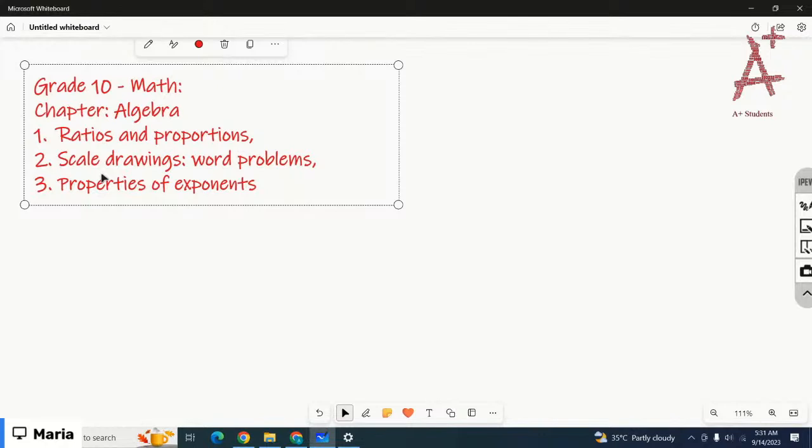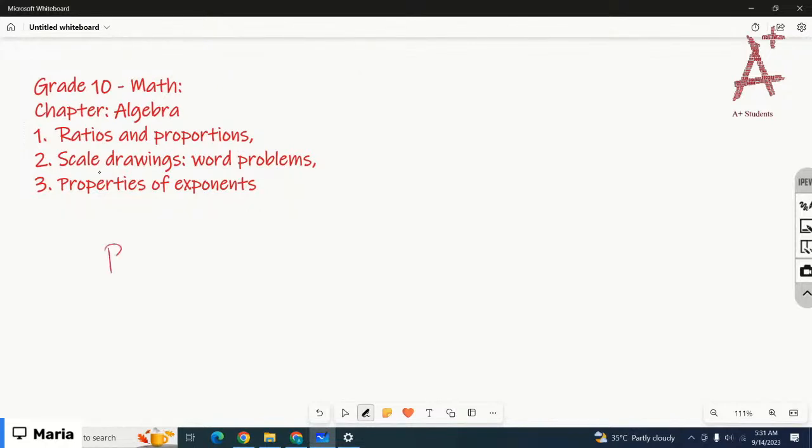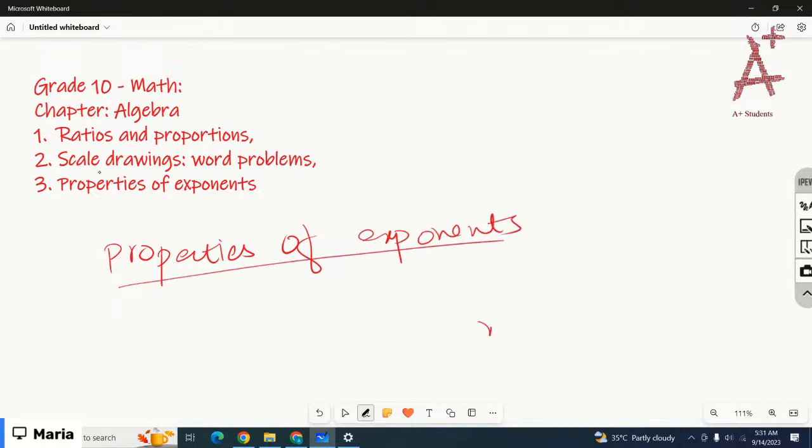So basically, the lesson we are working on is properties of exponents. We can write exponents like this. For example, you have x and n. x is the base and n is the exponent.